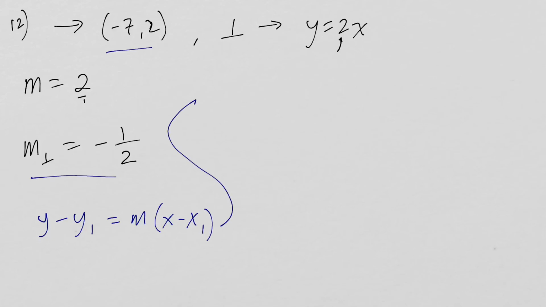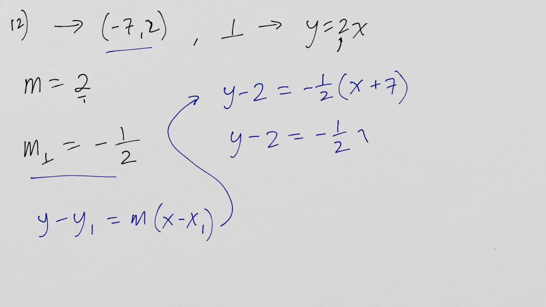Let's bring this up here. y minus 2 is equal to negative 1/2 times x minus negative 7. Minus a negative 7 is plus 7. I want this in slope-intercept form, is that right? Yeah, slope-intercept form. So now I'm going to distribute that. y minus 2 is equal to negative 1/2 x minus 7/2.